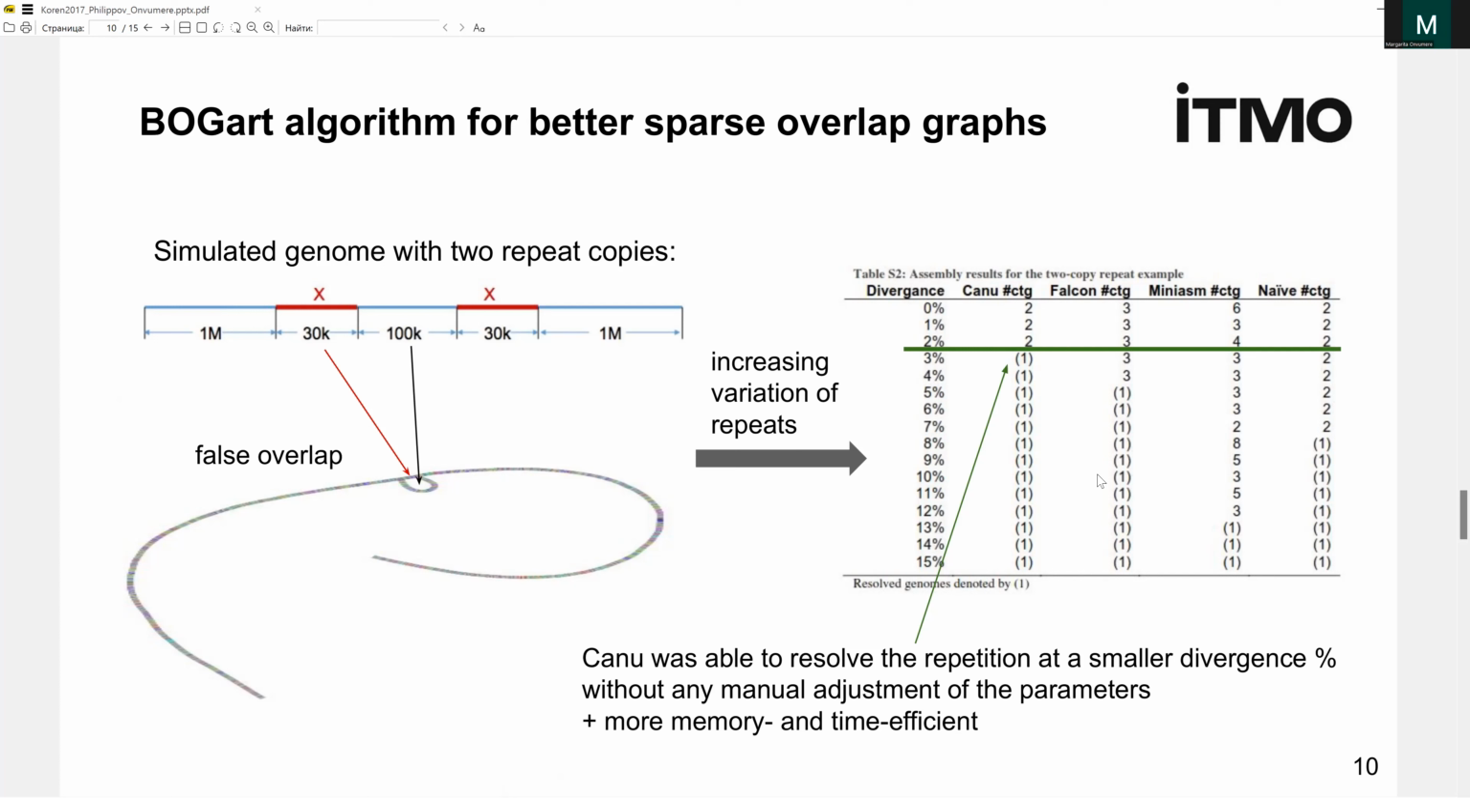And as we can see, Kano was able to resolve the repetition at a smaller variation percentage compared to other algorithms. As you can see, only a 3% difference led to a resolved genome, and other algorithms needed more variation to actually build the graph properly. And moreover, Kano was more memory and time efficient in general. Next slide, please.